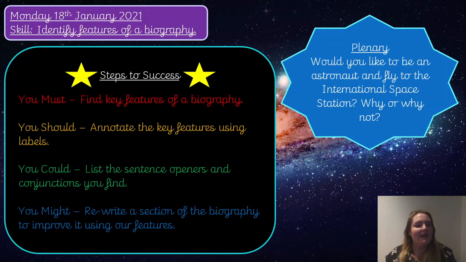Okay, welcome back. Our plenary, would you like to be an astronaut and fly to the International Space Station? Why or why not? So this is a really good thinking point then. Would you like to be an astronaut and fly to the space station? Why or why not? So come up with a couple of reasons maybe, and I would like to pause the video and have a little think about this.